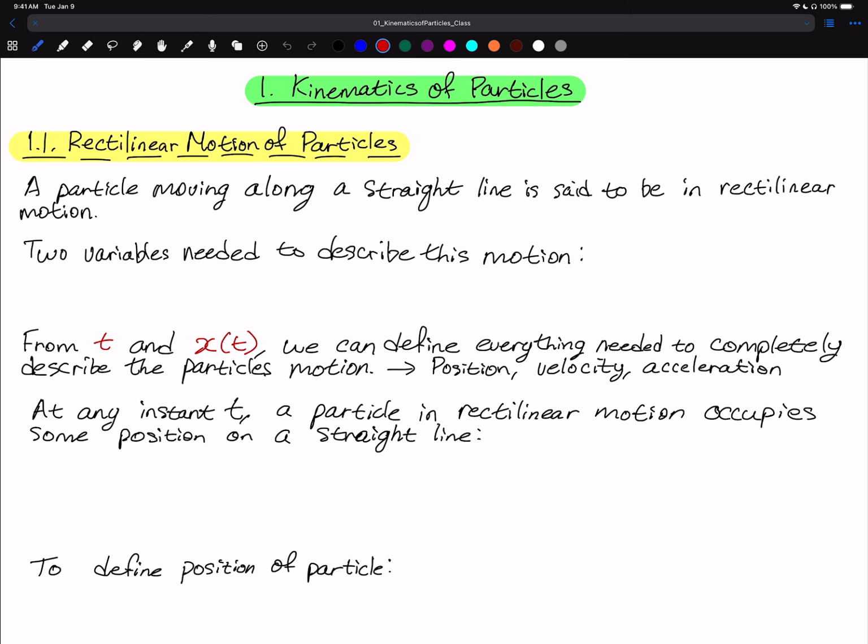Hello, welcome back to AE 2220 Dynamics. In this video, we're going to be starting chapter 1, which focuses on the kinematics of particles.